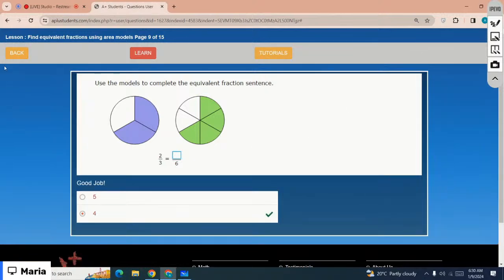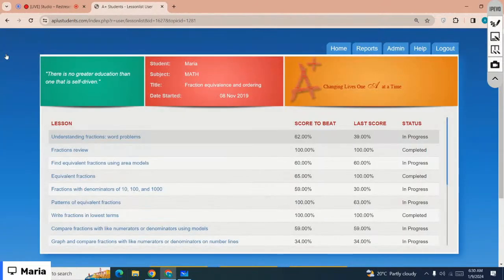Okay, you can complete the lesson by yourself later today. Let me just move on to the next lesson. The next one is equivalent fractions, right? Let's just start with the equivalent fractions.